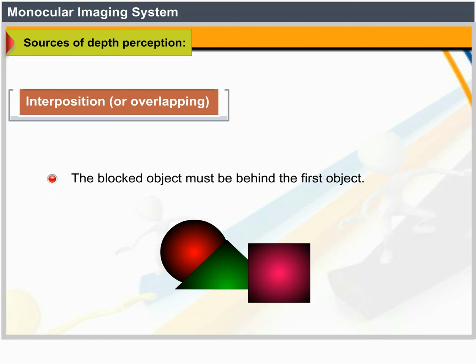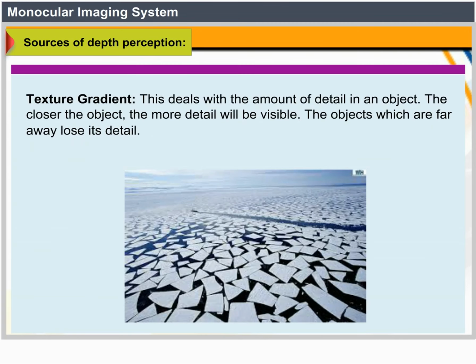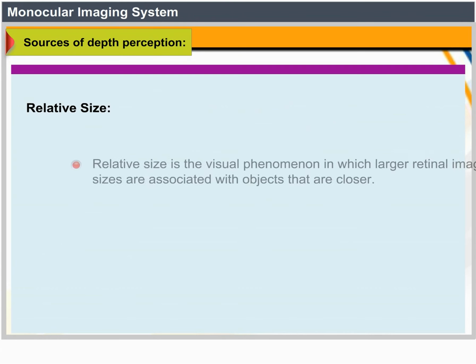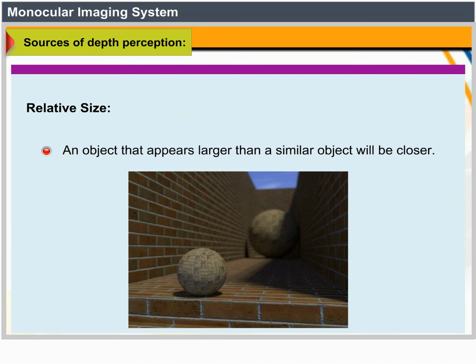Texture gradient. The amount of detail in an object. The closer the object, the more detail visible. Far objects lose detail. Relative size. Relative size is the visual phenomenon in which larger retinal image sizes are associated with objects that are closer. An object that appears larger than a similar object will be closer.